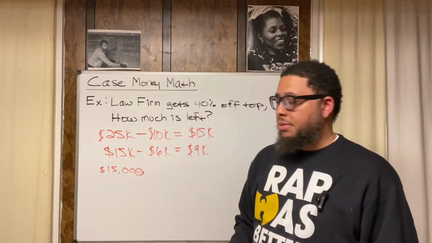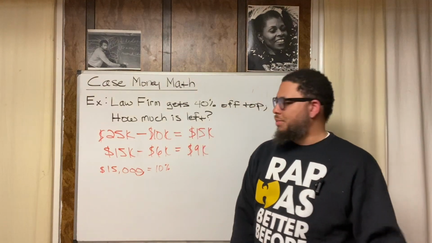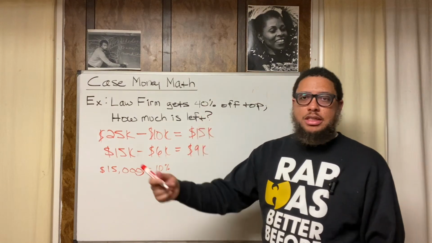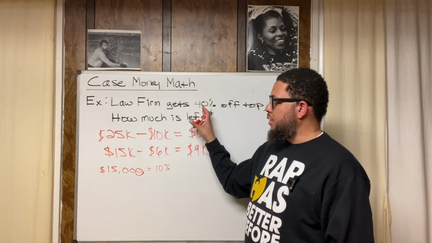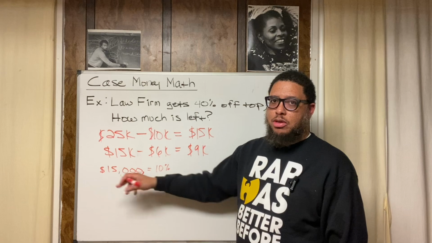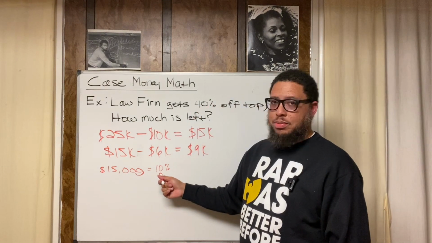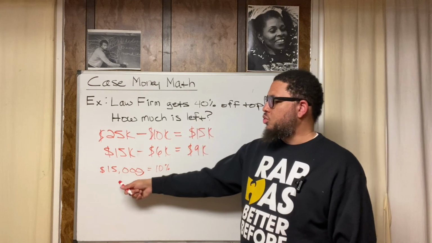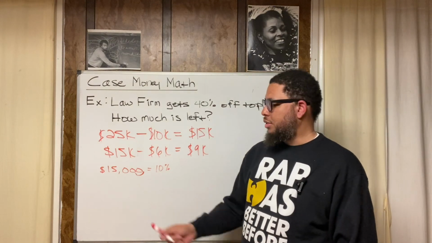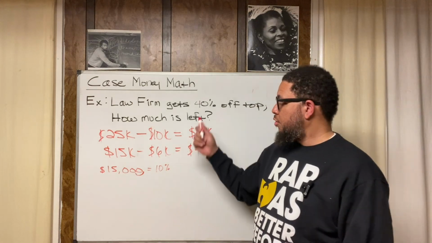If I know what 10% is, then we got to think about, what's the relationship between 10% and 40%? 10% is 1/4 of 40%. So if I'm going to figure out what 40% is, all I got to do is take what 10% is and multiply it by 4. So I'm going to do not 15,000, but 1,500. The original number was 15,000. I could do 1,500 times 4 to get 40%.